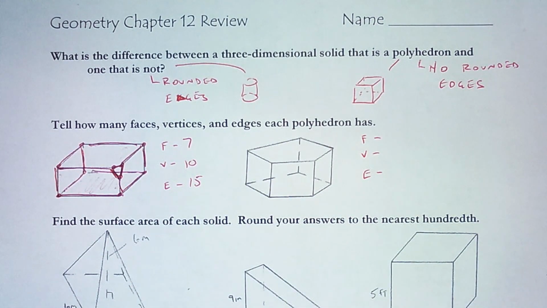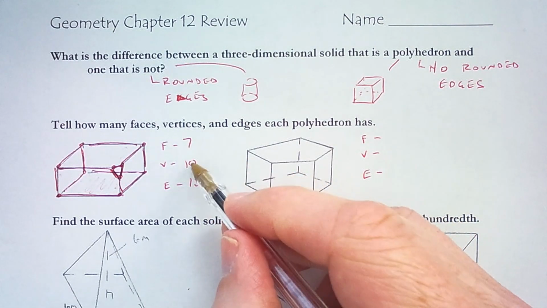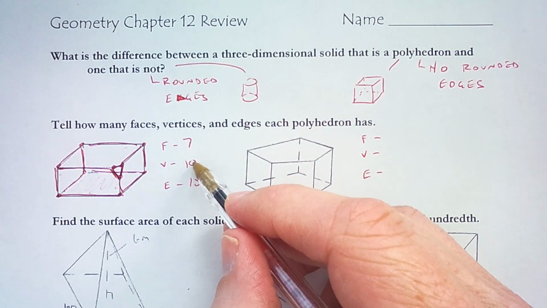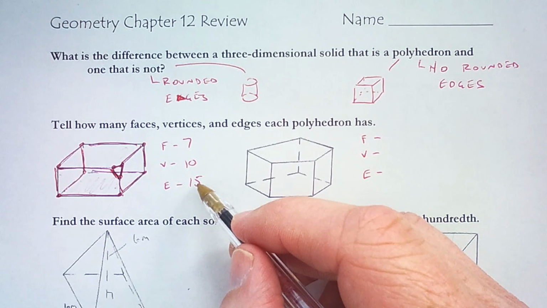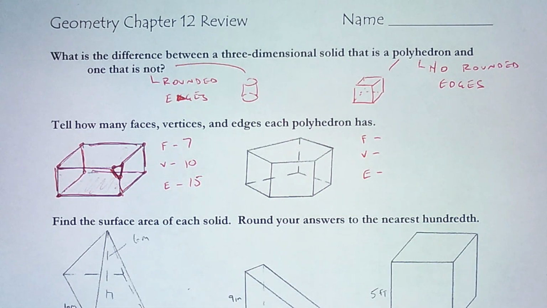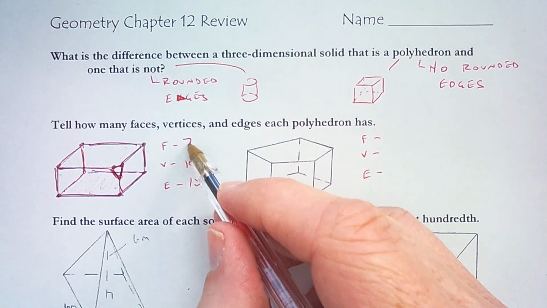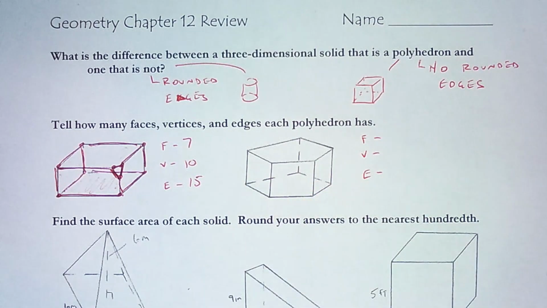Something we learned a while back is that if we add the number of faces and vertices, and here we get 17, that should be 2 more than the number of edges, which it is. Okay, so that is Euler's theorem, and it works here. 7 plus 10 is 2 more than 15, so we can be reasonably certain we counted everything correctly.